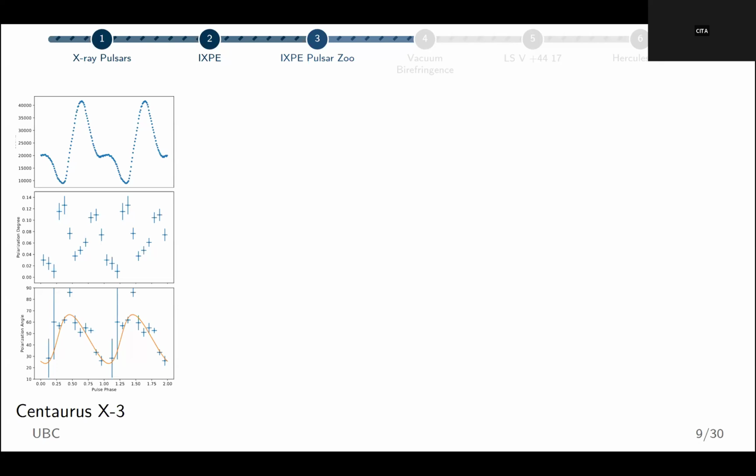Then there's this middle plot which shows the polarization degree as a function of phase. Is it 80%? No, it's around 10%, right? And this is what we found consistently. What does it mean? Well, that's the drawing board over here, and I'm not really going to talk about that.